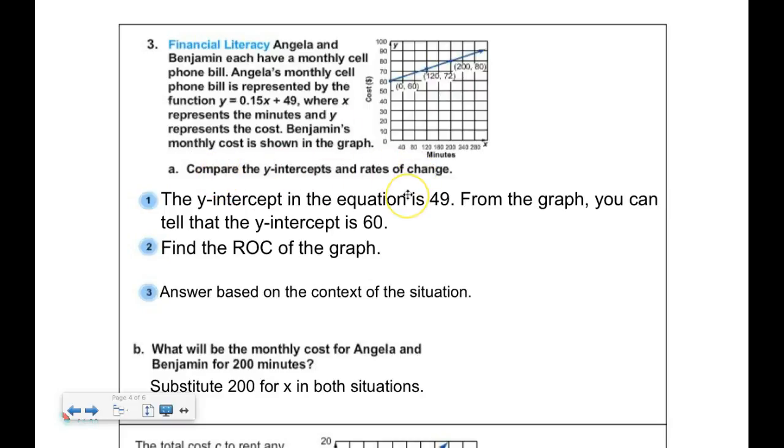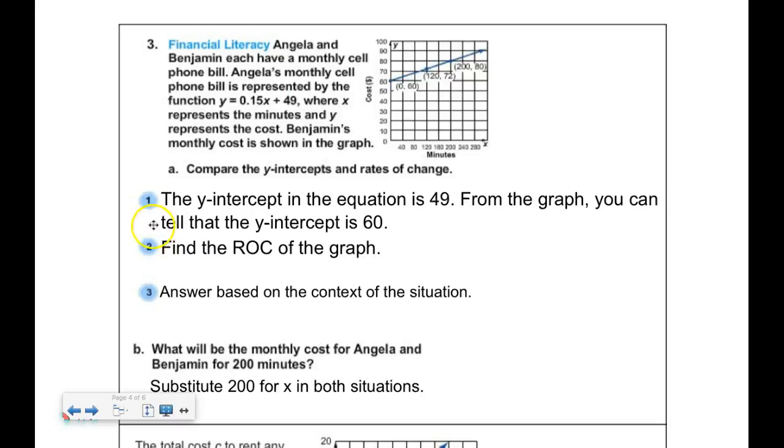So you can see that the basic information that they're asking for is the same in every type of problem, no matter what information is provided in terms of graph, table, equation. All right, they're always asking for the same thing. Rate of change, y-intercept, compare them, tell which one is faster, slower, more expensive, you get the idea. Okay, so first of all, the y-intercept in the equation up here is 49. How do I know that? Because that's the b, that's the y-intercept of an equation written in slope-intercept form.